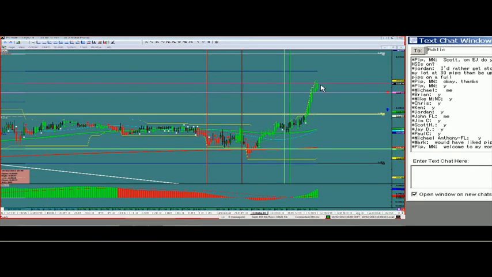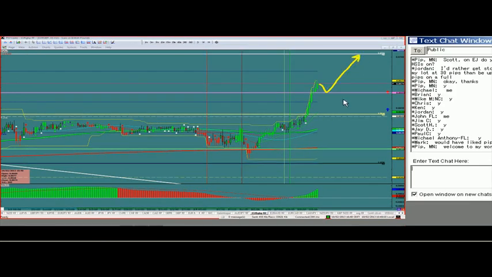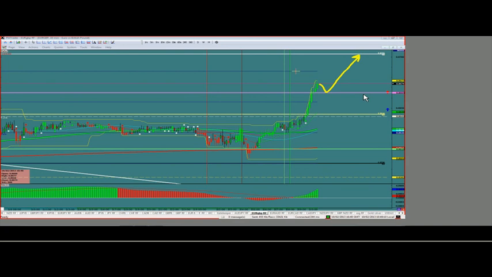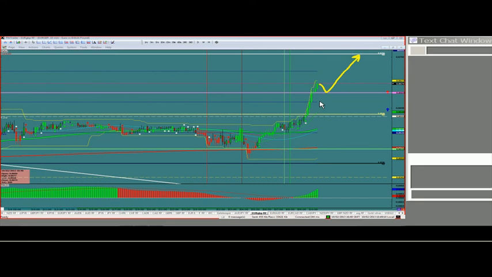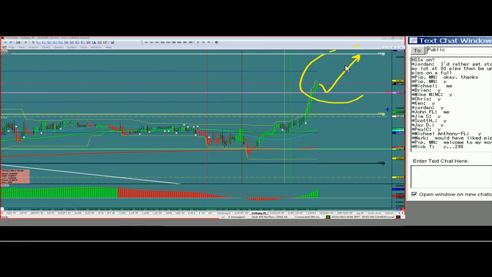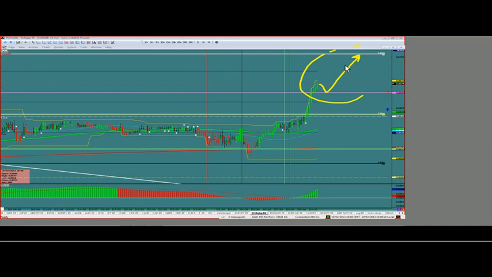Those of you who are not in, if you get a pullback and it bounces on this line, you want to go ahead and take that trade from right there. If it bounces at 86.65, we want to buy up to 87.03. There it is, right there.